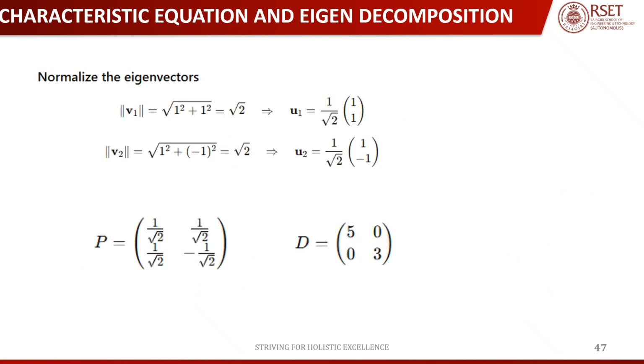Okay, now we'll normalize the eigenvectors to get P. In order to write P, we will be finding the normalized eigenvectors.